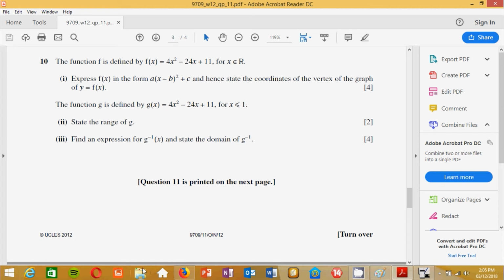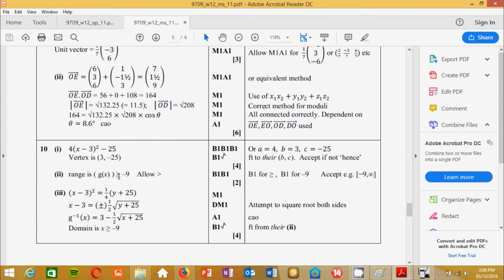So let's actually confirm this from the mark scheme. And there we go: g of x is greater than or equal to -9. The vertex, please ignore this. They're being lenient with the 'greater than or equal to'. Some examiners will not penalize you, but some won't give you the mark if you don't put the 'or equal to' sign. They are just being lenient here, but the true and correct answer is g of x is greater than or equal to -9.